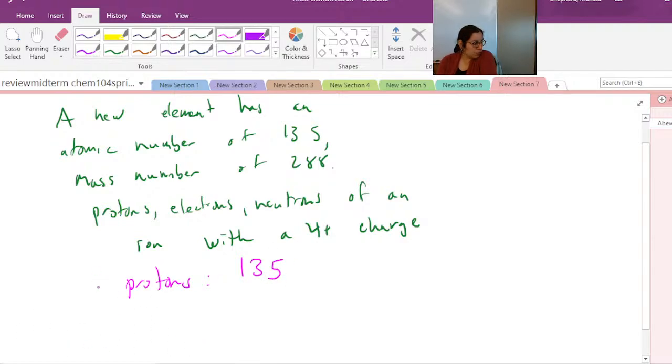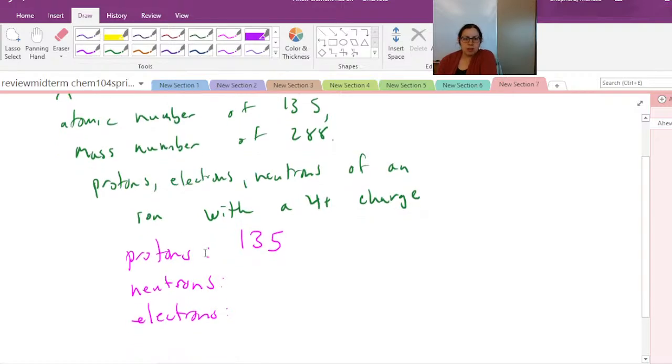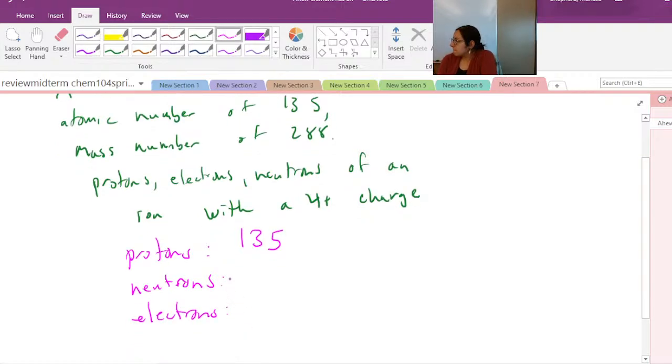All right, so then what do we get? Do we want to tackle neutrons or electrons next? Either way. What do we get? So 153 for neutrons, and again, chat agrees with you. And so that one, we just took our mass, and that's protons plus neutrons, so you have to subtract your protons to get your neutrons.